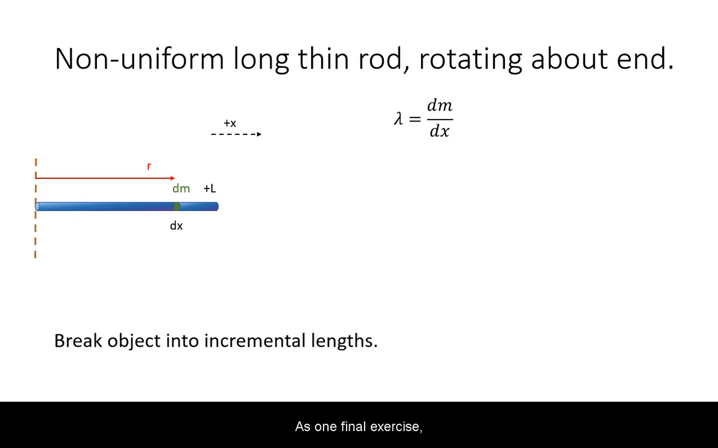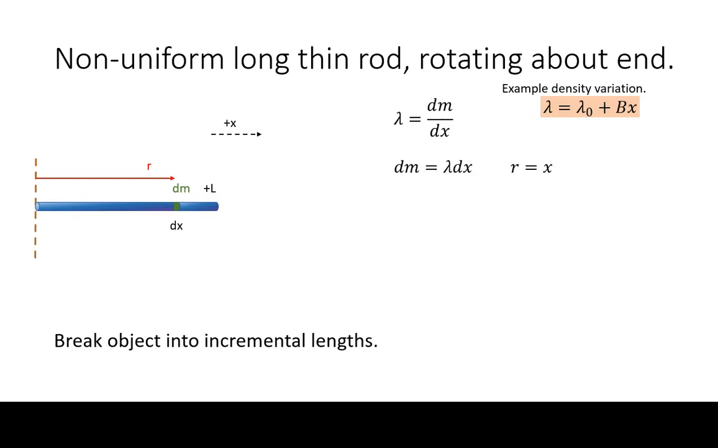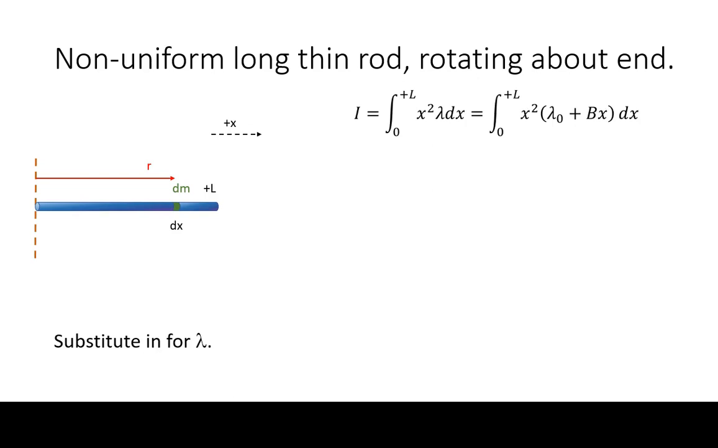As one final exercise, we will solve for the moment of inertia of a long thin rod with changing density along its length. The initial setup of the integral is the same as before, but now we substitute in for lambda before we take the integral.